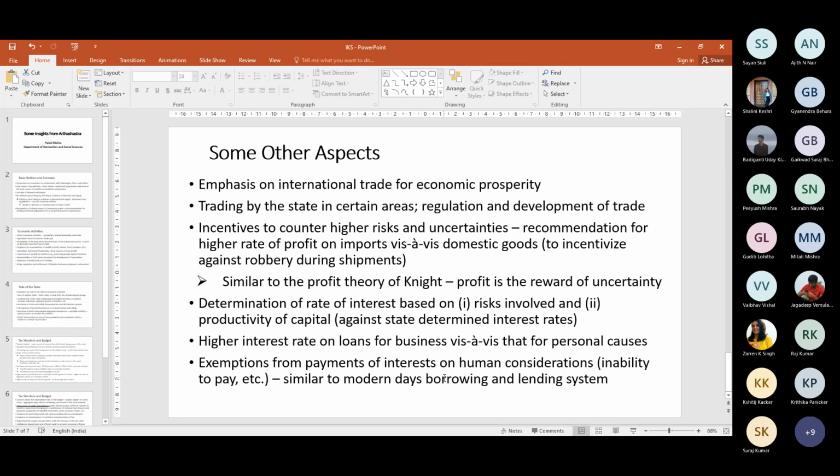Again, if we see contemporary theories and Arthashastra, we see the common thread between the two in respect of emphasizing on high rate of tax on harmful goods and services, like cigarettes, liquors, etc. If we see today, we see high rate of tax is imposed on such goods. Arthashastra also pointed out about the same. Basically, high rate of tax on harmful goods and services.